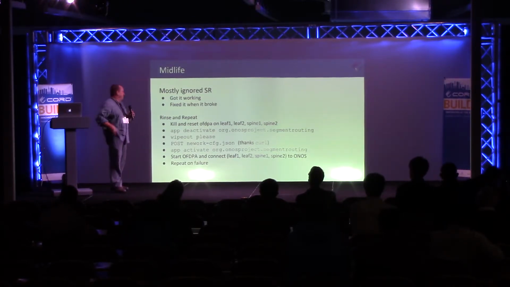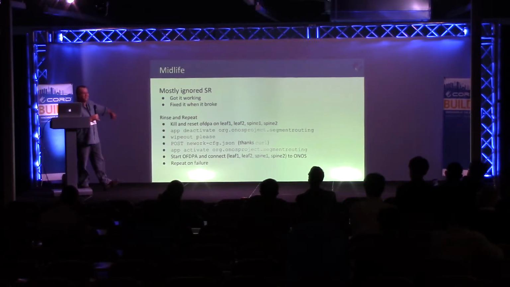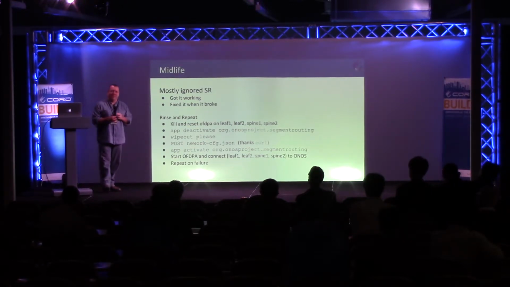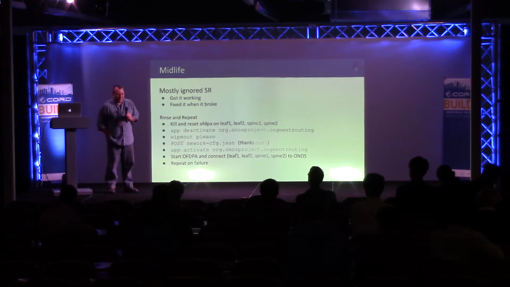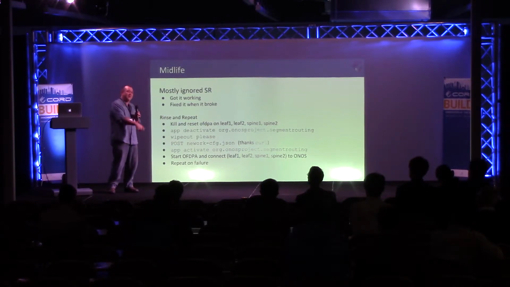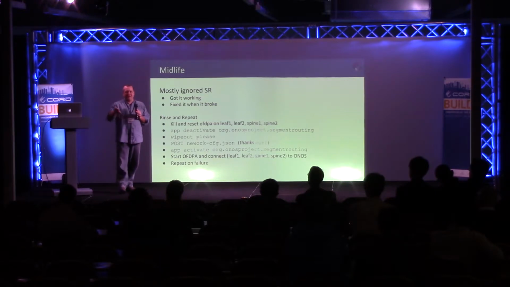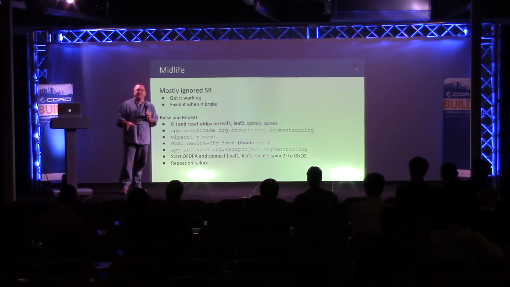So it became this 6-step or 7-step repeat process to get up and running. And the problem was, of course, that it didn't always work. I would do these steps once, it wouldn't work. I do these steps twice, it would work. And again, it's not necessarily an ONOS segment routing problem. It's a solution, system problem.